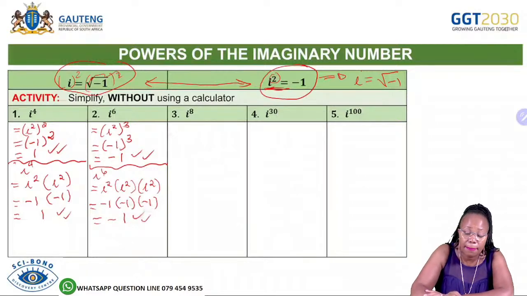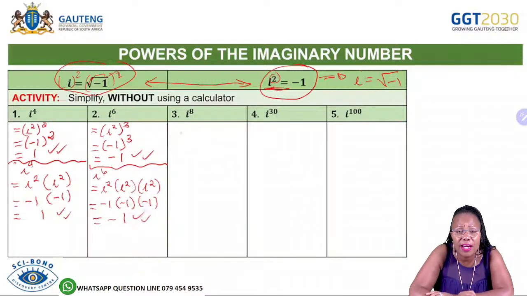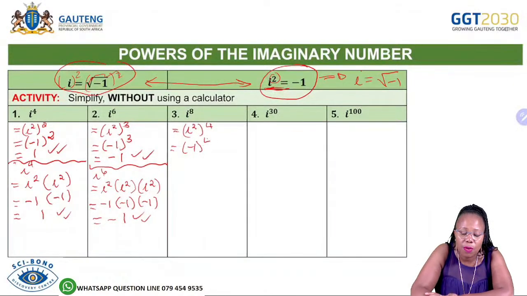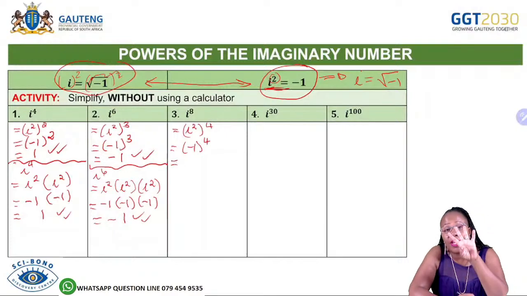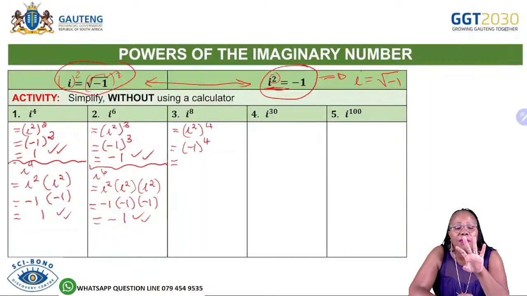And then for number 3, we are having i to the power 8. You choose the method that is easier for you, grade 12. And then let's look at the third one now. Still, we are creating an i squared there. And then in order to get 8, it must be to the power 4. Correct? And then now we bring in the minus 1. i squared is a minus 1 to the power 4. And then from there, we have negative 1s. How many of them? 4 of them. And 4 is an even number. So for negative even numbers, it will be negative times negative is a positive 1.